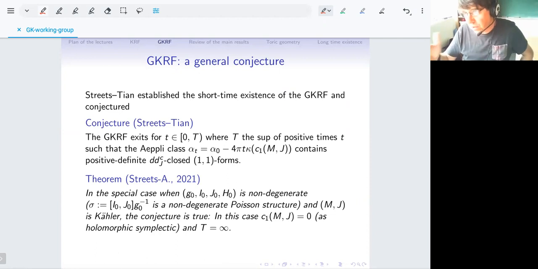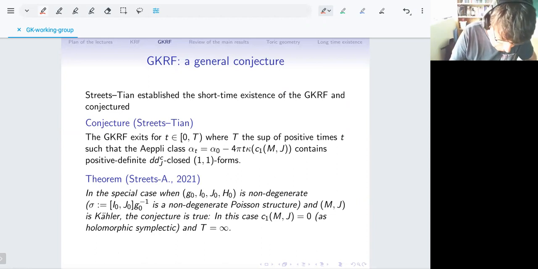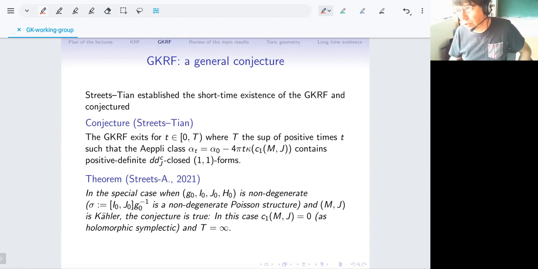Furthermore, we show that this condition is preserved along the flow, and the flow exists for all time, which could be seen as a kind of confirmation of the conjecture or some sort of analog of Cao's result.